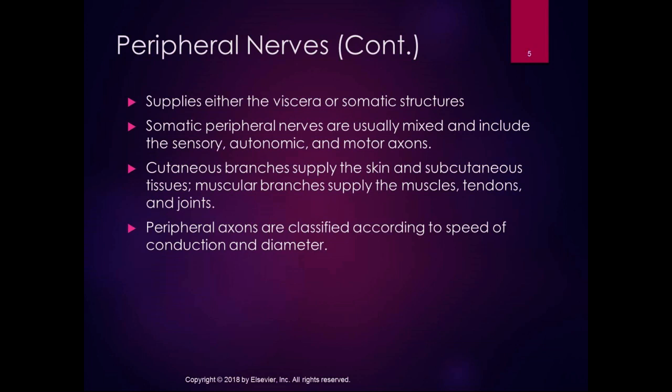Peripheral axons are classified according to the speed of conduction and the diameter. Remember, we talked about this in chapter 10. So all those different axon classifications still apply, whether it's sensory or motor.